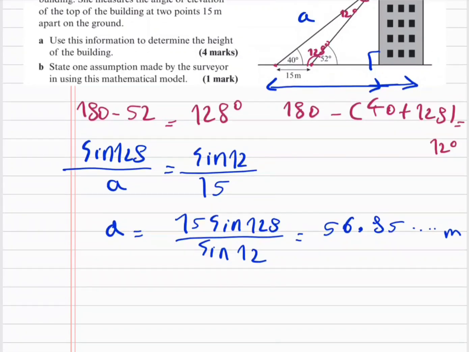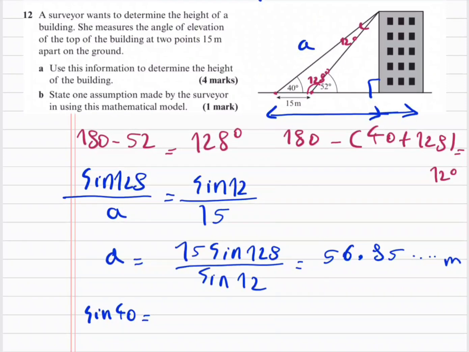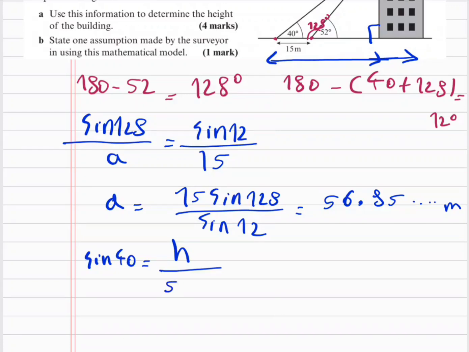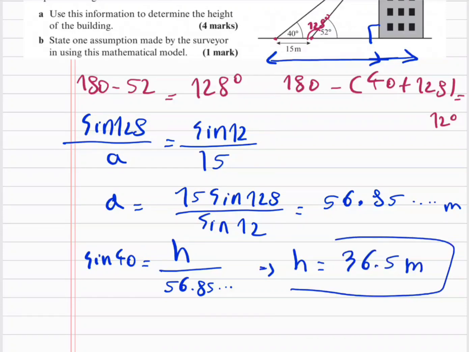So we can do sine 40 is equal to the height, which is what we want to find, over the hypotenuse. And we've already found the hypotenuse in the previous part. Therefore, the height is simply equal to the answer times sine 40, and that is equal to 36.5 meters to 3 significant figures.